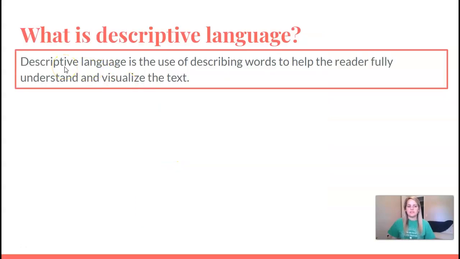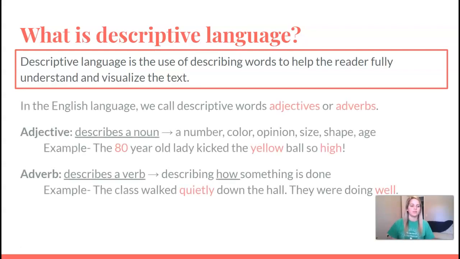Okay, so first of all, what is descriptive language? Descriptive language is the use of describing words to help the reader fully understand and visualize the text. So an author is going to use descriptive language to help the reader understand and to help the reader visualize. In the English language, we call these descriptive words adjectives or adverbs. And when we were doing language review, you probably remember seeing those two labels. Those are both labels used to label descriptive words. So there's a little bit of a difference between the two.